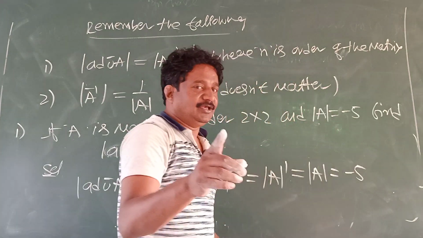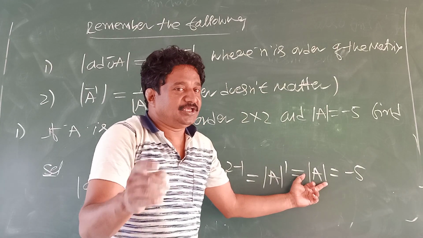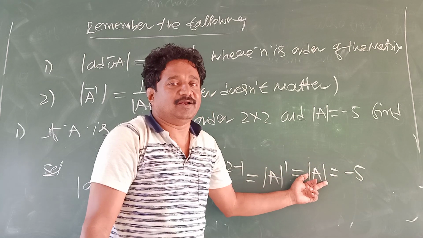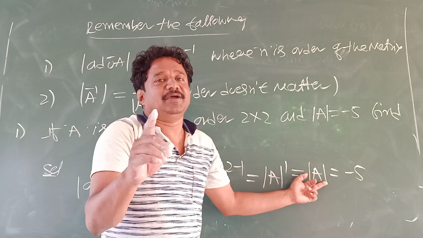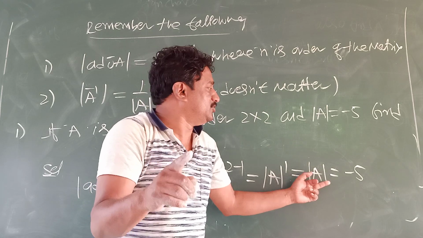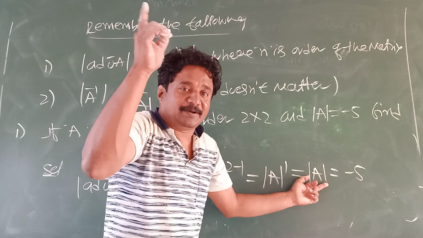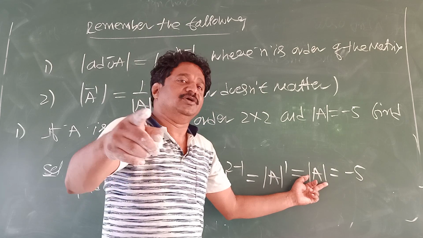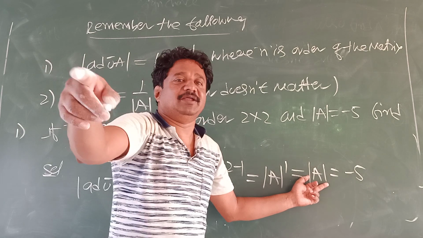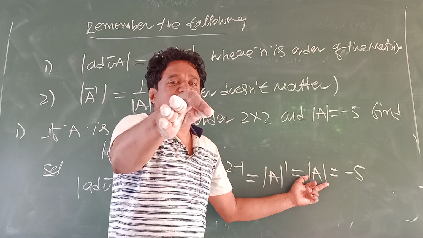-5. One thing you remember, students, this is not mod. If it is mod, the value should always be positive. This is determinant, not mod. Determinant value can be either positive or negative. Don't get confused with these things. You have seen for some matrices we got positive values, and for some other matrices we got negative values also. If you have doubt, go back and check that, students.